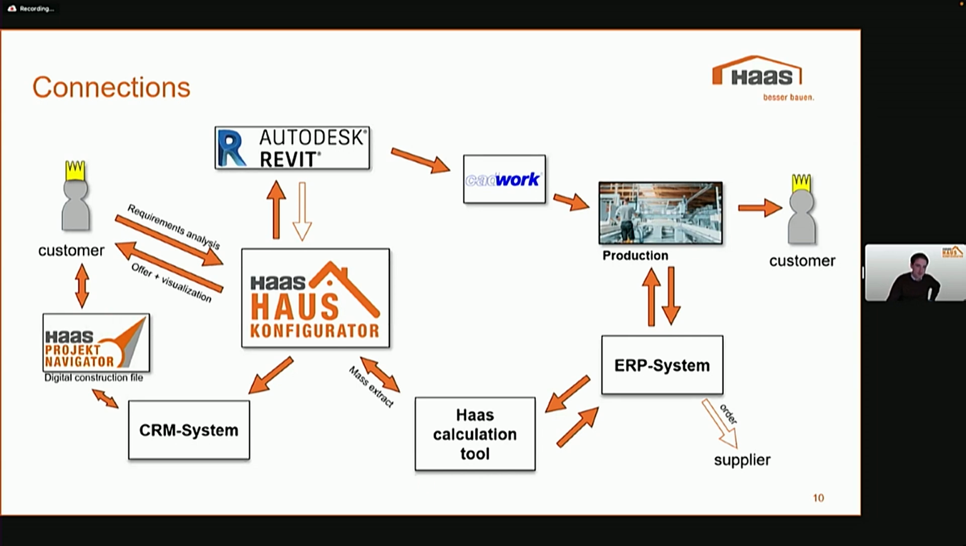All the necessary information like production orders, external orders, and base data run through our ERP on the right side. This makes it possible for us in the future to hand over the order 100% digitally through the Haas house configurator, the calculation tool, and the ERP system to our supplier.